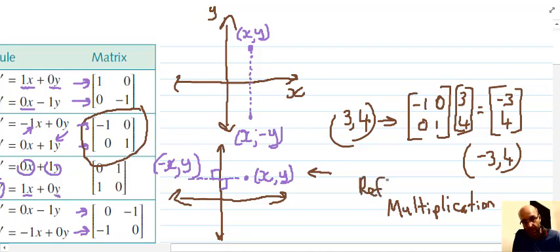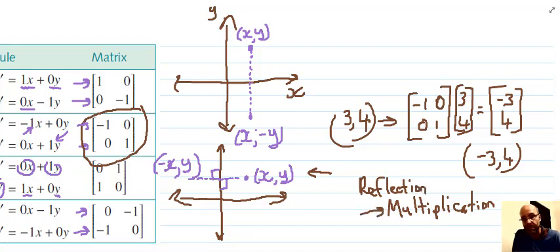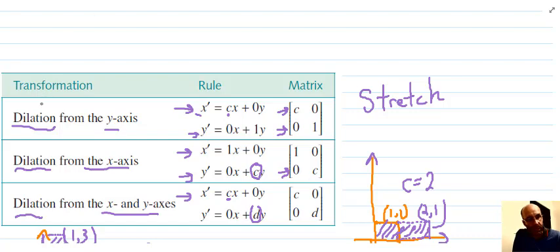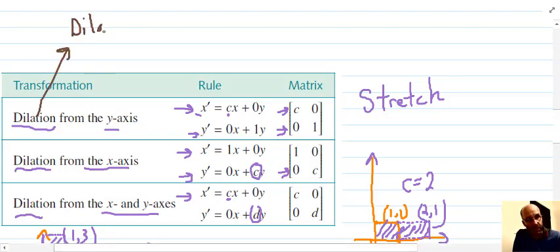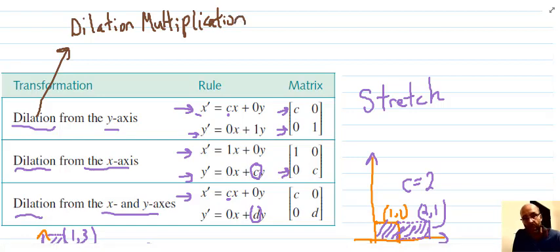So reflection, the operation is matrix multiplication. Multiplication also applies to dilation. So with dilation, we're going to be using matrix multiplication. Let's look at a quick example of dilation with that multiplication. Let's use our point 3, 4 that we just used.